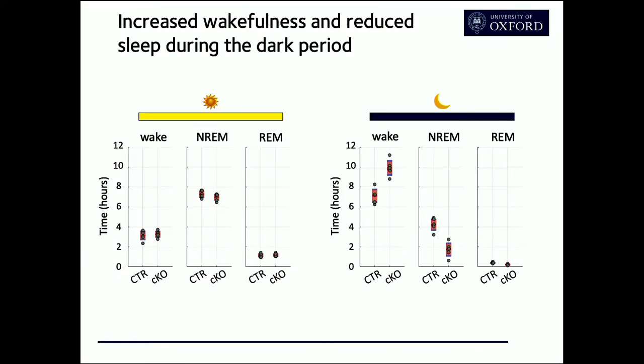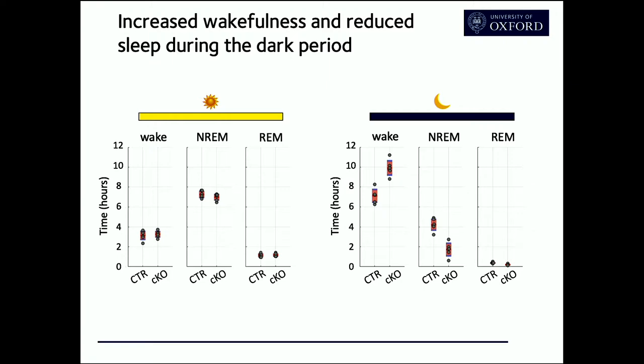So if we quantify these effects, we see that during the light period, we don't have a difference in the distribution of vigilant states. But then during the dark period, our transgenics are awake for almost 3 hours longer than the controls at the cost of non-rapid eye movement and rapid eye movement sleep.